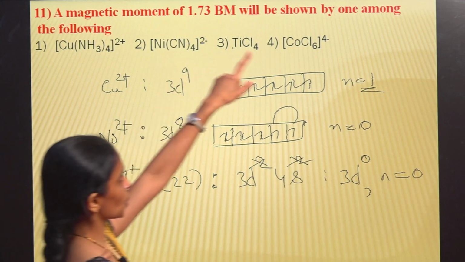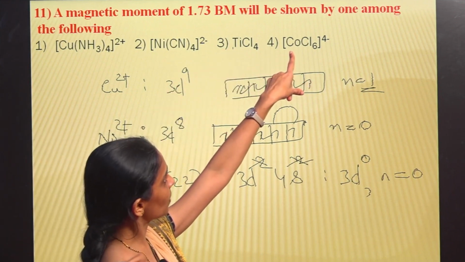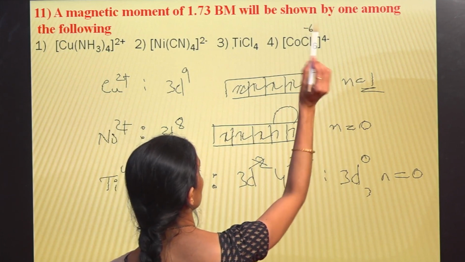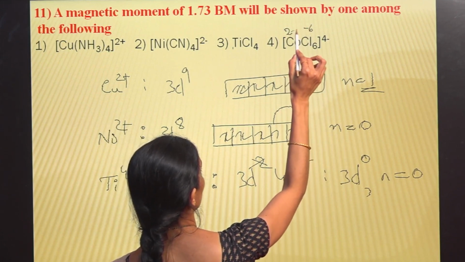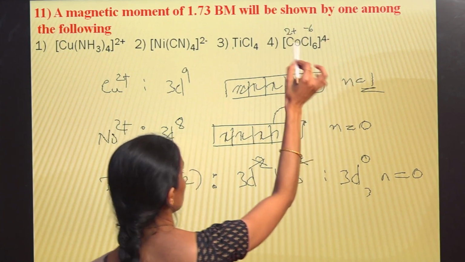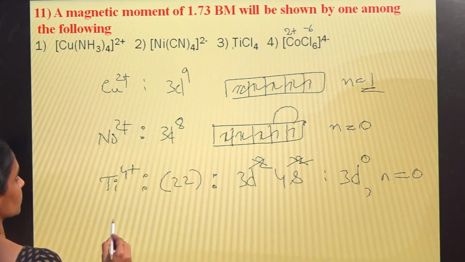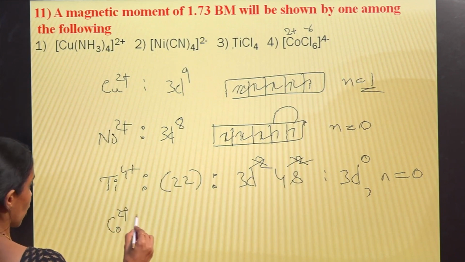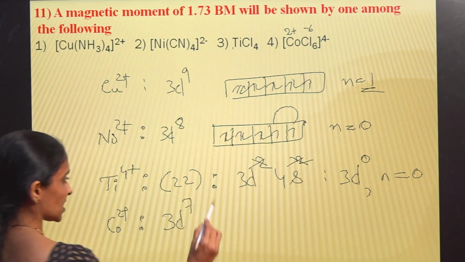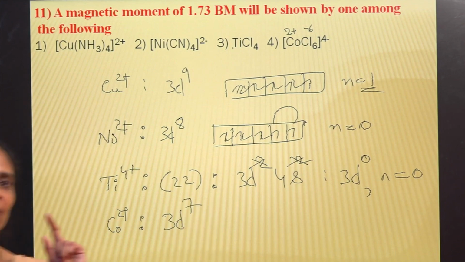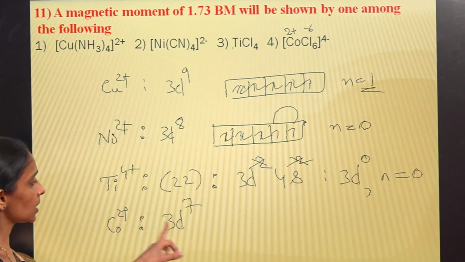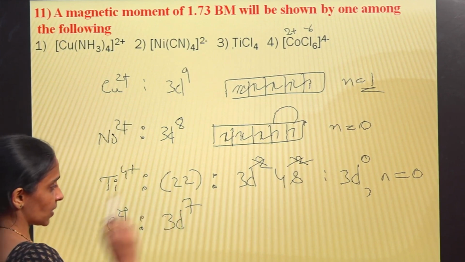Coming to the last complex, here cobalt 2 plus is formed, is it not? This is minus 6. Only if cobalt is 2 plus, minus 6 and 2 makes it minus 4. So cobalt is present in 2 plus form. That means it is having 3d7 configuration. In Co3+, cobalt has 3d6 configuration. Now in 2 plus it is 3d7.